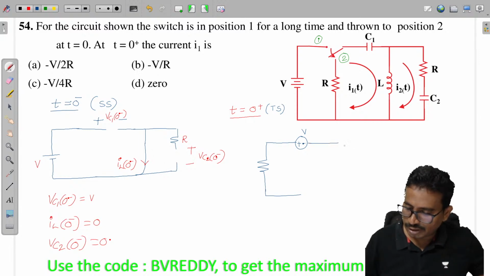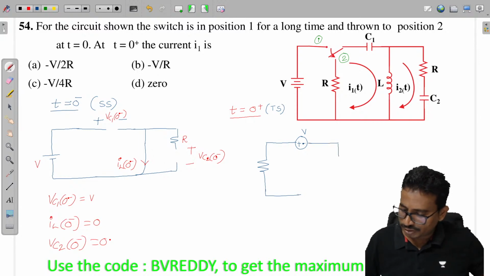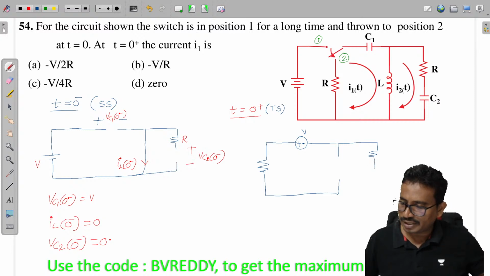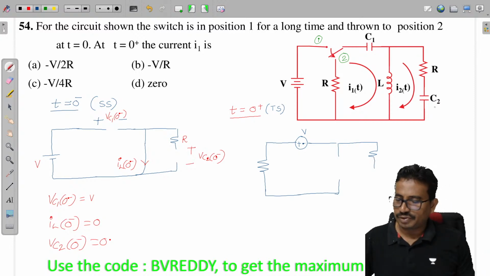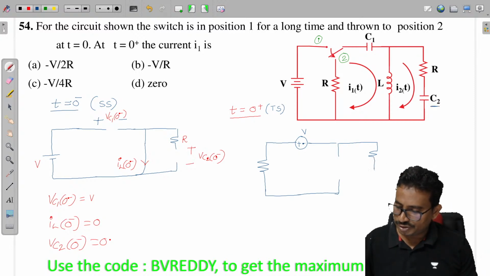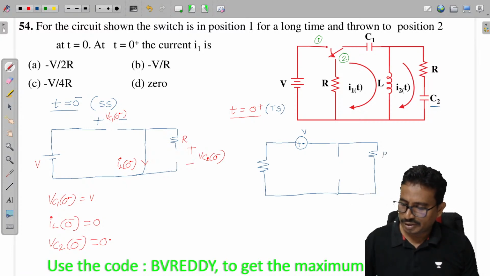And what of the inductor? The inductor will behave like an open circuit with the initial current. But there is no initial current now, so it is 0. And the second capacitor will behave like a short circuit with the initial voltage. But VC2 is 0, so that's why this is also short circuited. Now this is R and this is R.